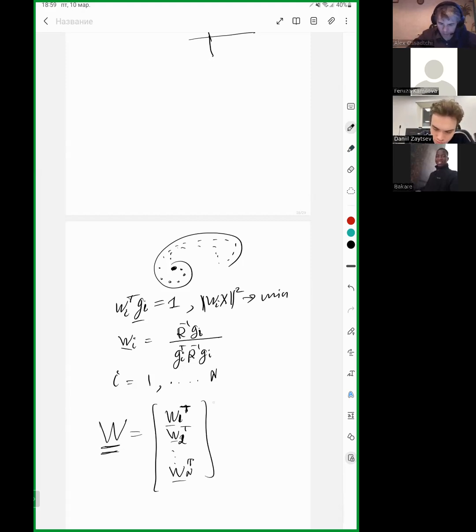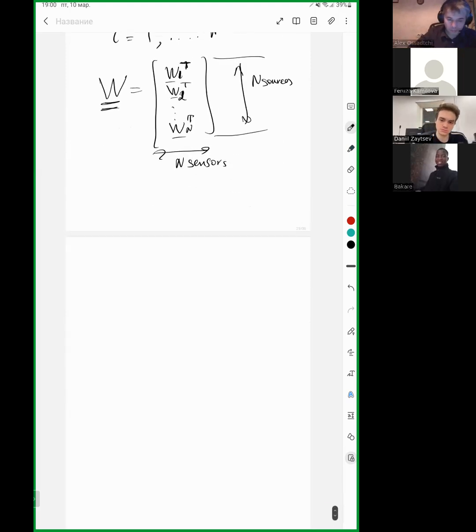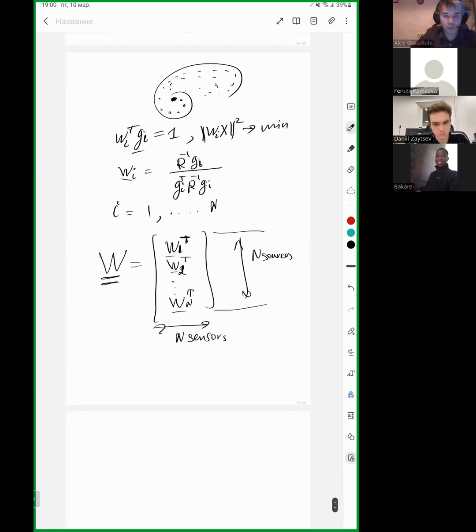Its number of rows is equal to the number of sources, right? Well, I mean, the number of dots here. And the number of columns is equal to the number of sensors, right? Because you have to multiply W by your data, your multiple time series. So you take each row, each element here, by x1, by x2, by x3, etc. And this is your scanning beamformer inverse operator.